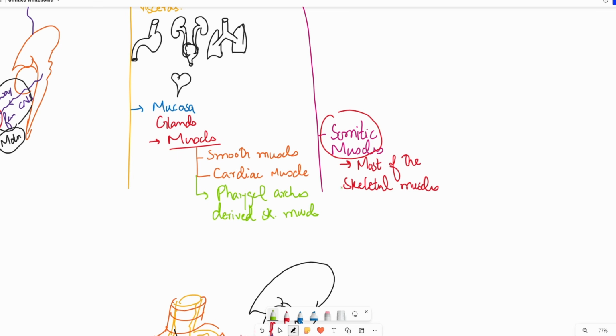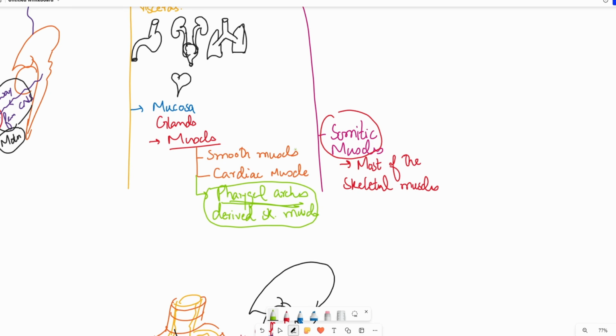even though they are skeletal muscles, because they are derived from pharyngeal arches, they are still supplied by visceral nerve fibers. One of the reasons is that the pharyngeal arches are in intimate relationship with our pharynx, which is considered to be a part of viscera, and there are certain other reasons as well that I will discuss later.